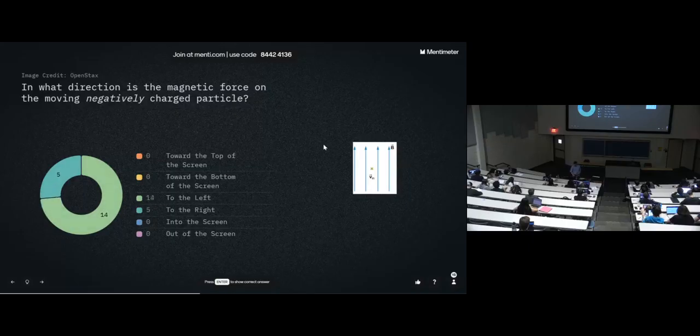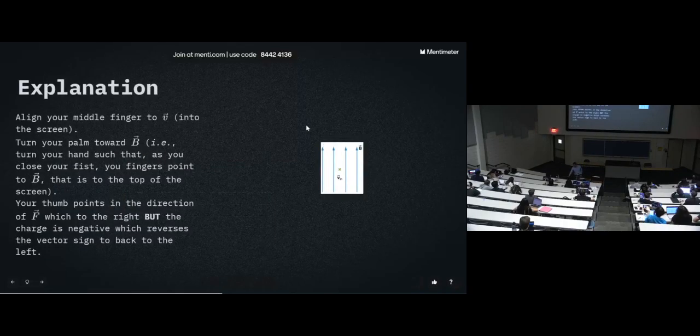Then you get for this one, I'll let a few more folks chime in here. You get a force to the left.